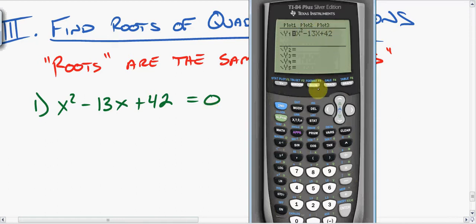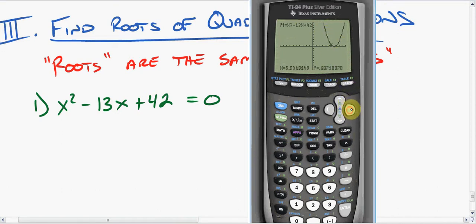So when I graph this function, I'm going to go to zoom 6, and I see my graph here, and it comes down, and in the window that we have currently, it looks like it might only touch the x-axis in one spot, but it really crosses twice. So I'm going to zoom in. I'm going to go to this trace button, and it's going to allow me to trace along my parabola.